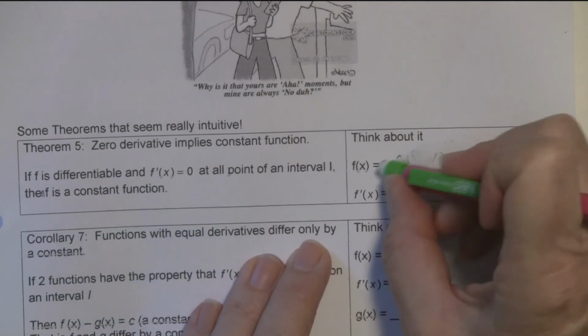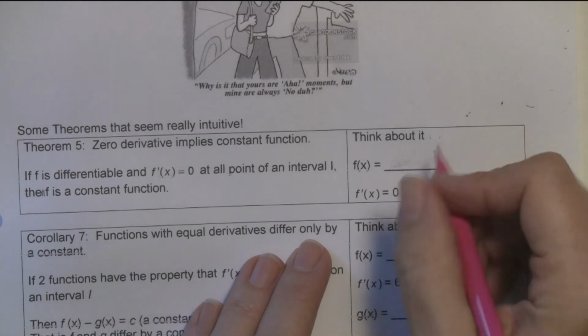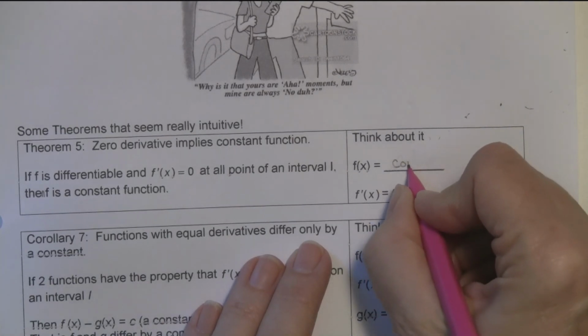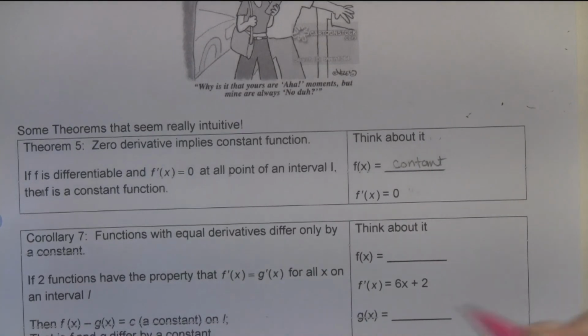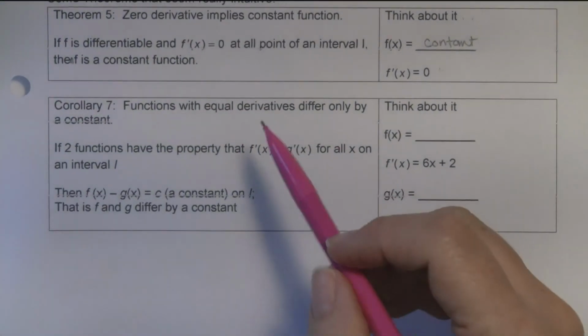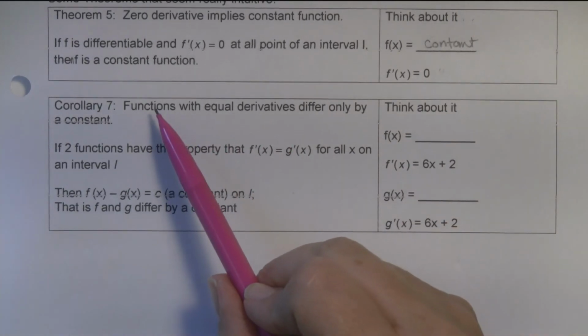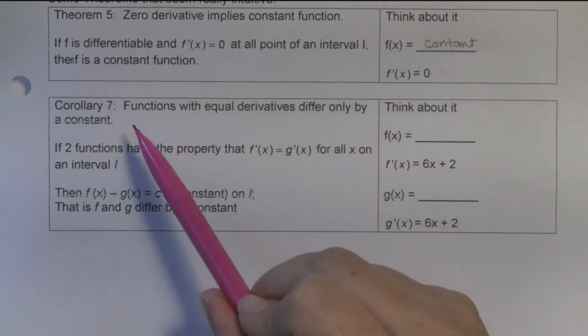And so it has to be constant, right? So it has to be constant. And that's all that they're saying here. If you want to see the proof of it, I think you can find it online. It's also in your book. Andrea would probably love to do the proof. Functions with equal derivatives differ only by a constant.